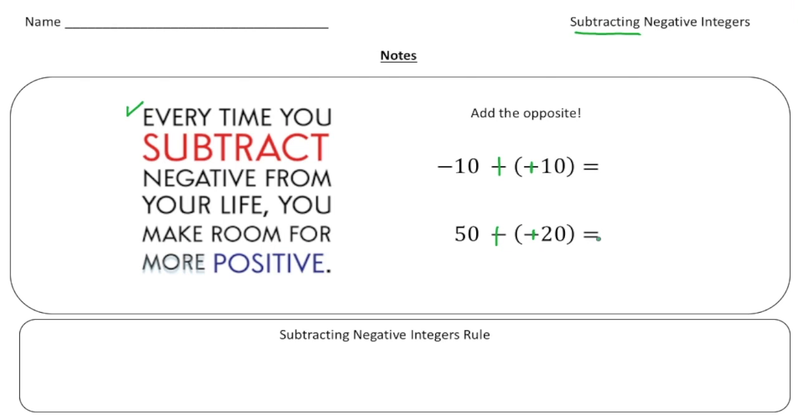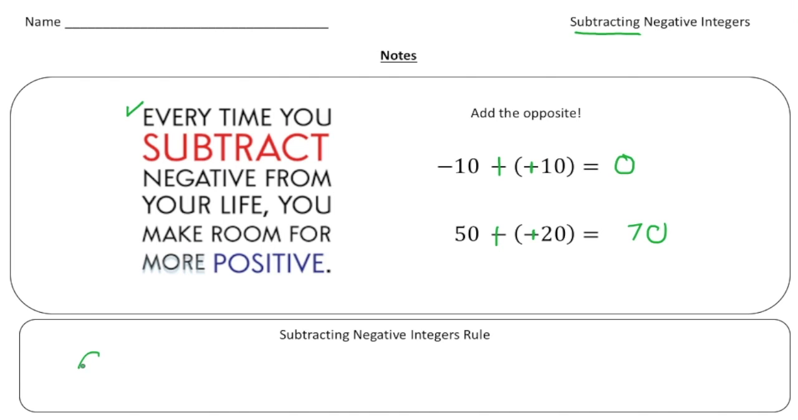And then finally you just add. So negative 10 plus a positive 10 is 0. And 50 plus a positive 20 is 70. So when we subtracted a negative, do you notice what happened? Actually, when we do subtract a negative, it's the same thing as adding, because 50 plus 20 gives us 70. So the rule for subtracting negative integers is subtracting a negative is the same as adding a positive.